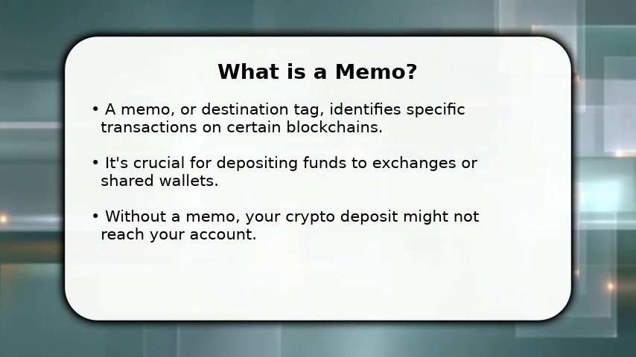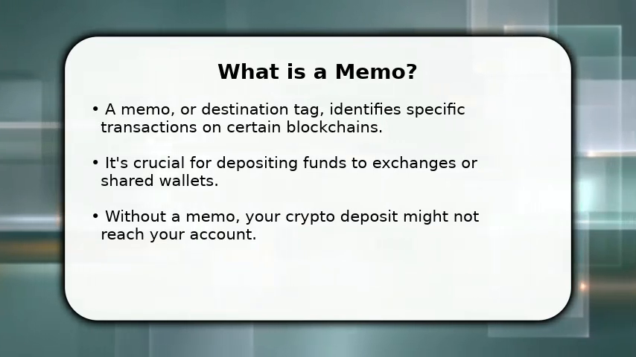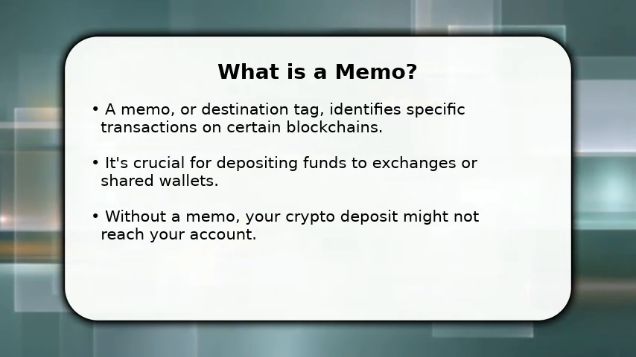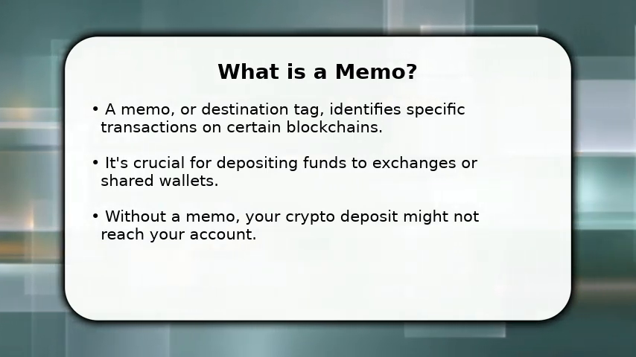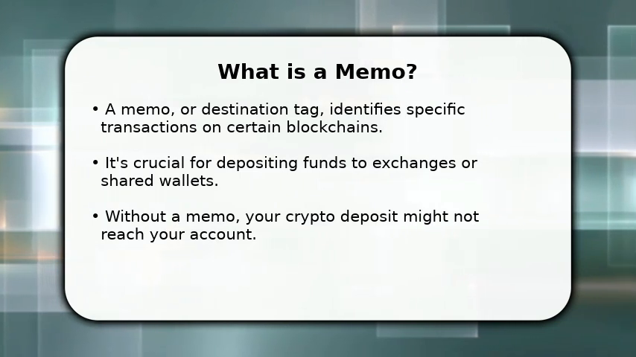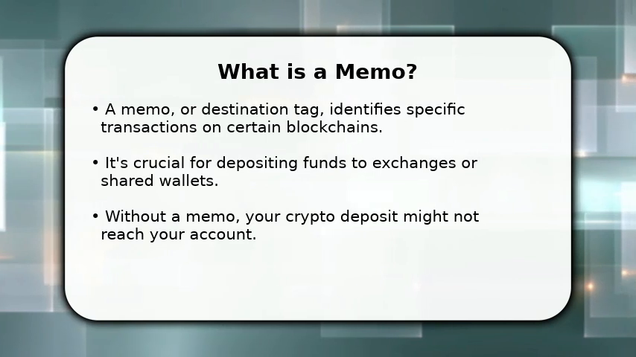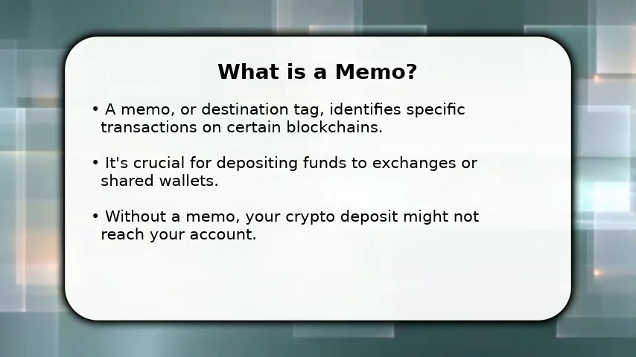Enjoy the video. In this video, I will explain how to get a memo in Trust Wallet. A memo, also known as a destination tag, is a unique identifier for transactions on certain blockchain networks. It's essential when sending specific cryptocurrencies to an exchange or a shared wallet address.